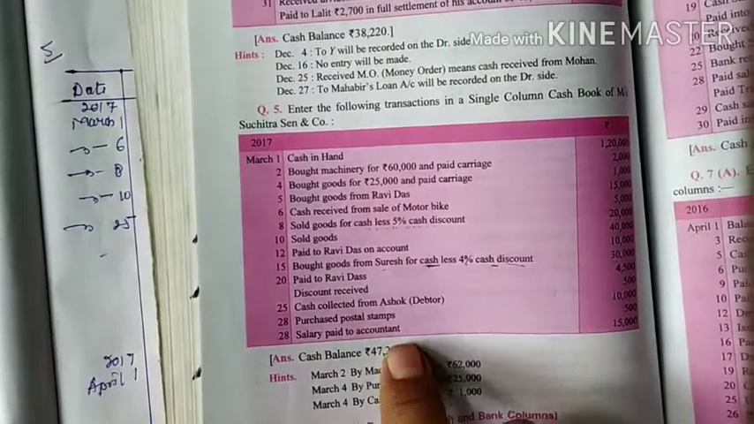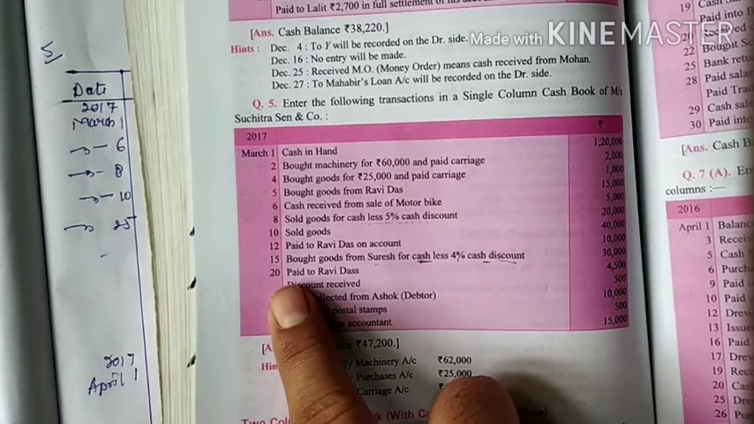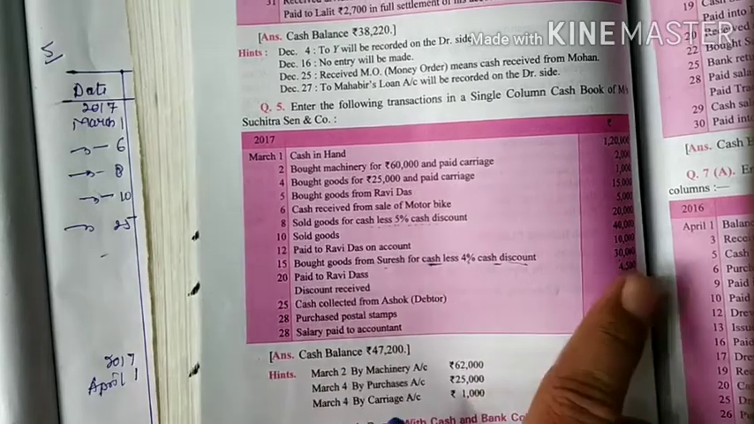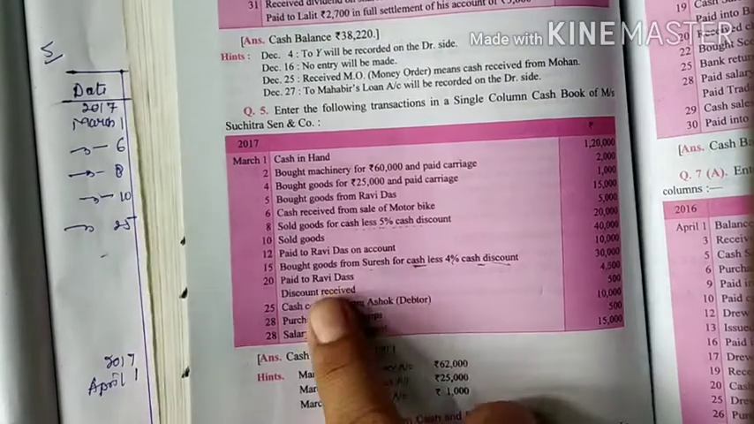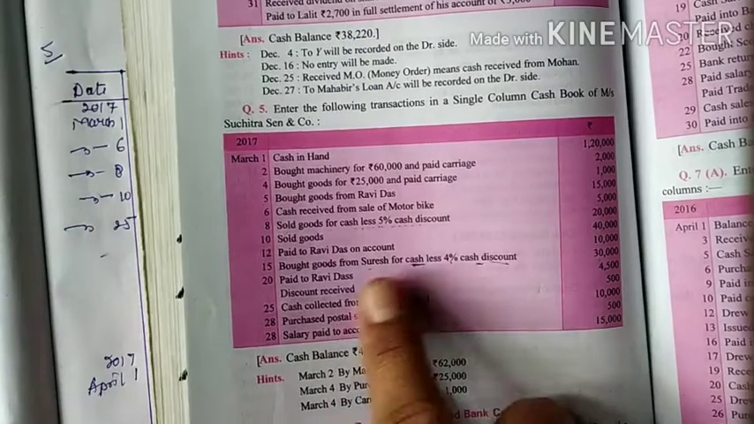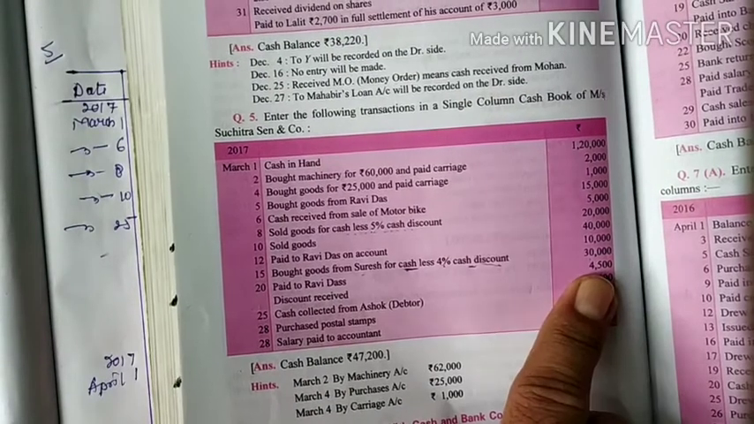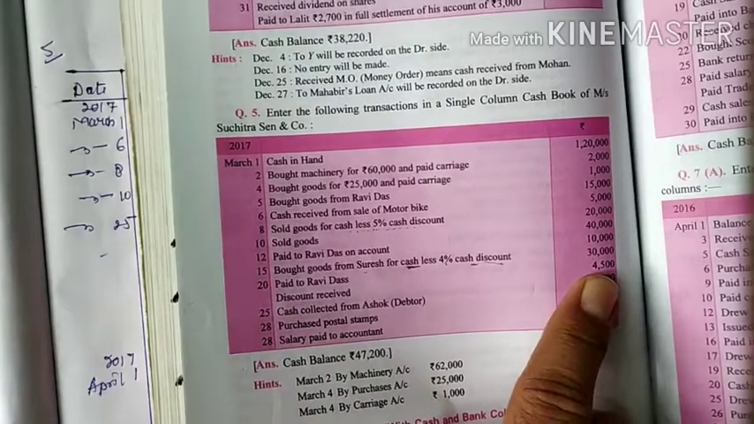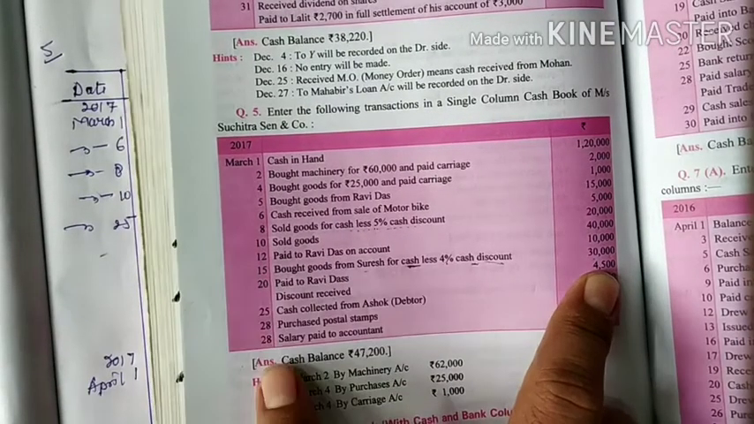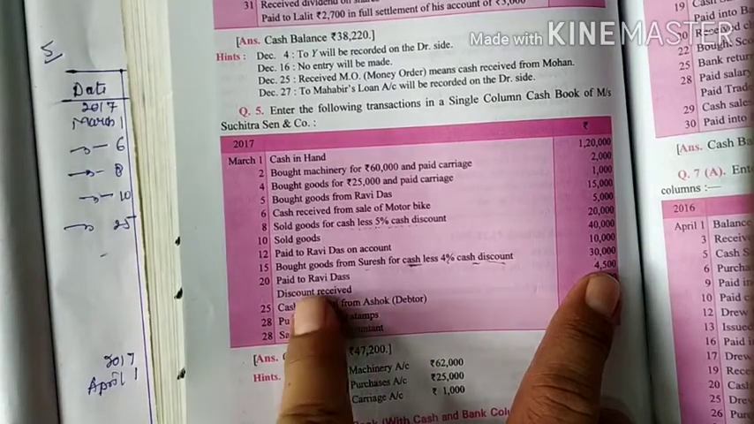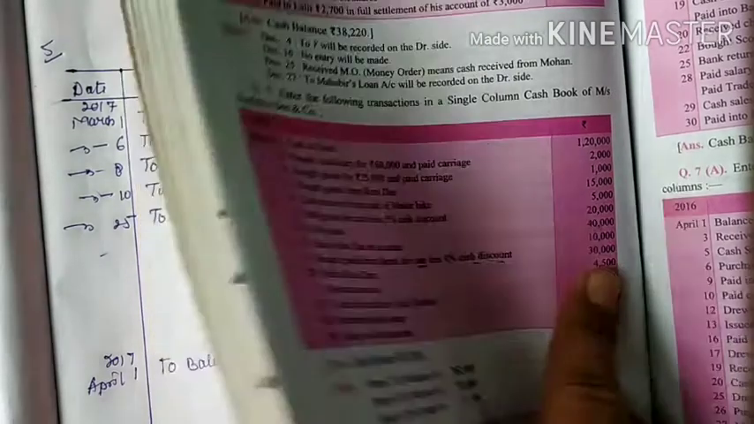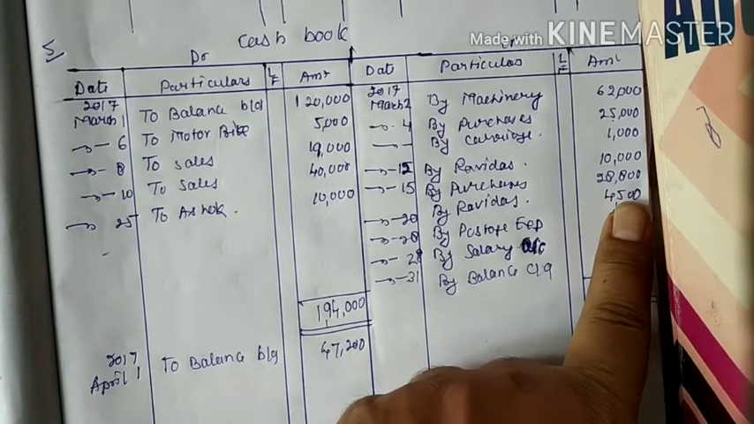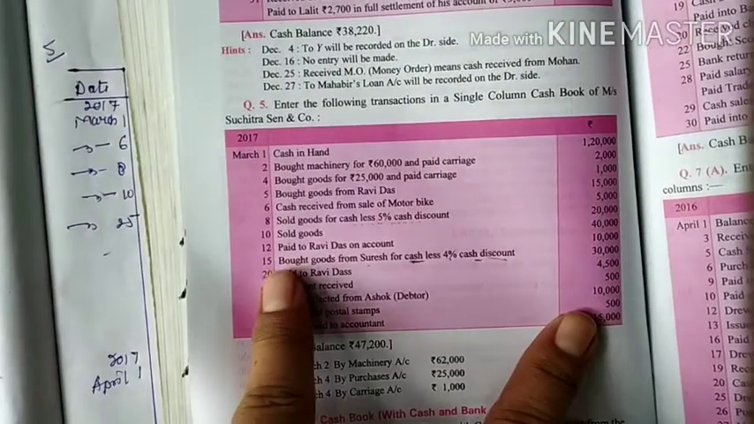Then comes the next one, 20th of March. Paid to Ravidas. How much? 4,500, and discount received 500. Here we are paying cash 4,500. So this will be entered because we are paying cash, 4,500 is going out. Paid to Ravidas, cash is going out. So we'll show it here, by Ravidas 4,500.